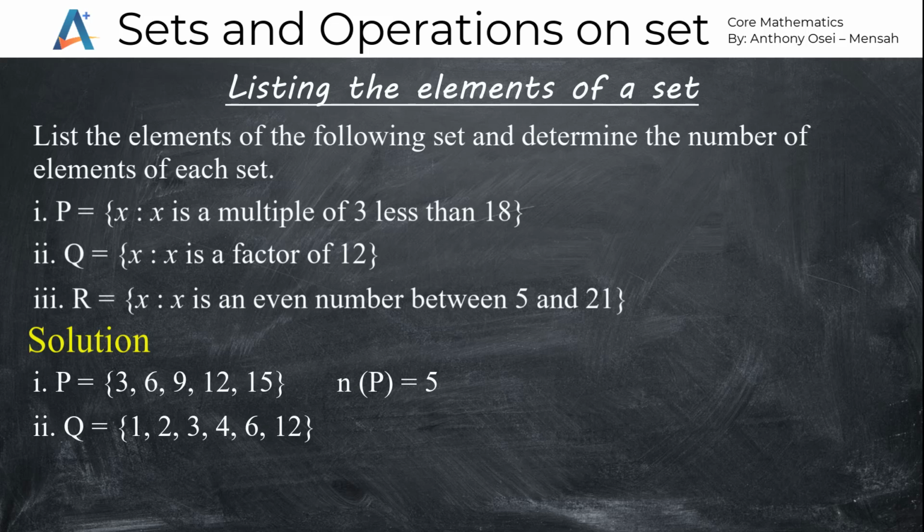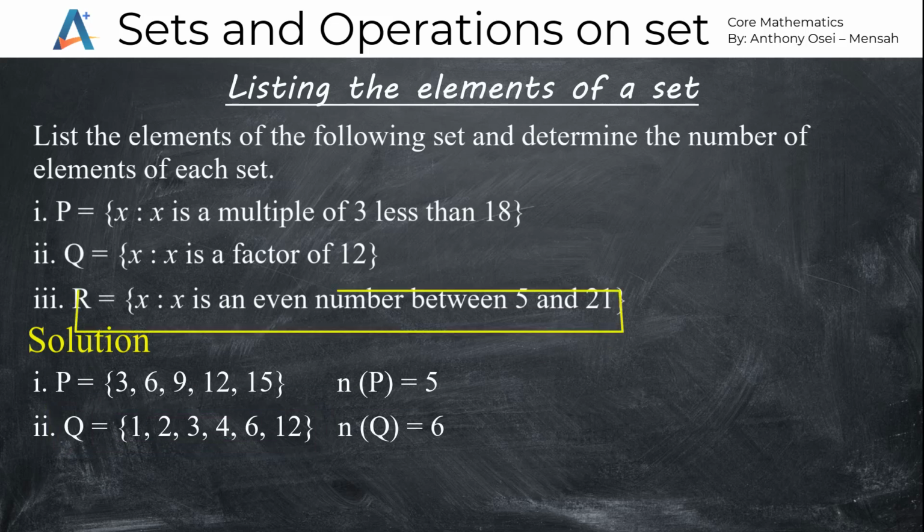Now, if they are factors of 12, then they are for the set Q. So this becomes a set of values for Q. Now, let's see the number of elements. So N for Q, or number of elements in Q, will be 1, 2, 3, 4, 5, 6. We have 6 members of Q because when you count 1, 2, 3, 4, 5, 6, you get 6 elements or members in the set Q. So the number of members in the set Q will be 6.